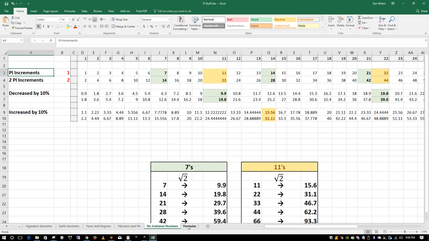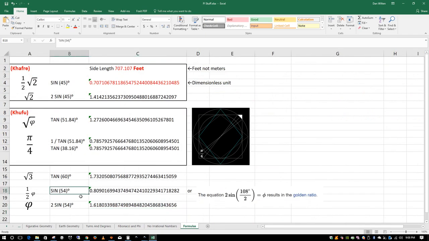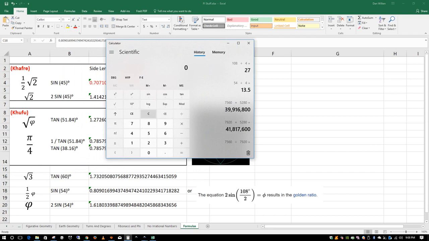But I find this thing right here really interesting, because if you take the sine of 54, it represents our pi increments. It's half of the golden ratio. So if we take, for example, 54, and we take the sine of that, we get 0.809. So we multiply that times 2, which would be 108 divided by 2. We get the golden ratio, and that is actually the value for the golden ratio. It's not any kind of a modification of it or anything. If you take a look at the actual value of the golden ratio, these numbers match.